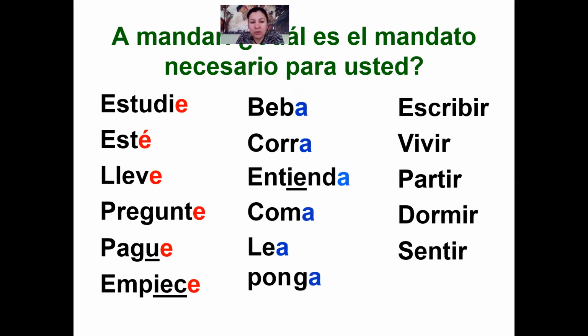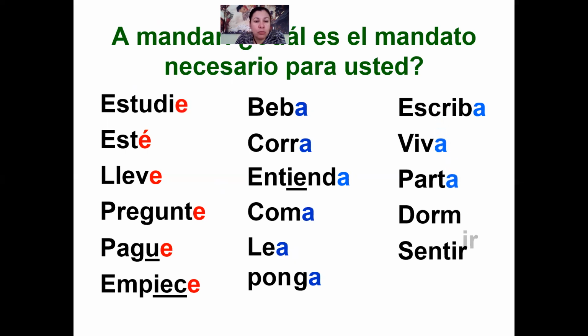Are you guessing? Are you able to answer them? So escriba, escriba, okay? Notice that the stress changes from escribir, which shows the accent on the last syllable, and here it goes to the second to last. Escriba, so it happens in all of that. The accent goes to the second to last syllable. Now let's go with vivir, which is going to change to viva. Pronunciation changes. Partir, to break.